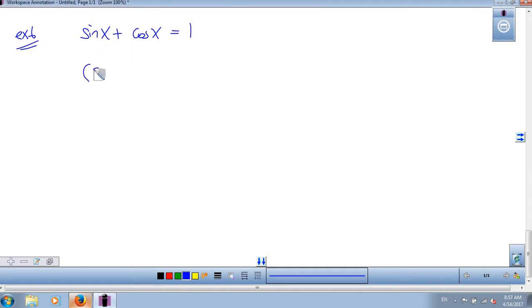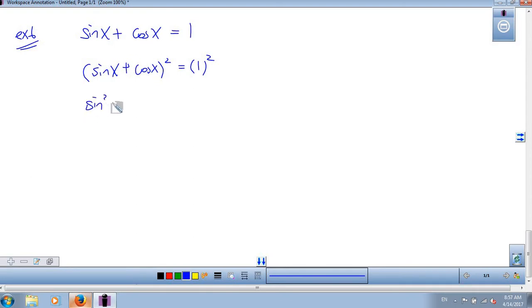So one way to get around this is to square both sides. The reason we want to square both sides is that we can deal with sine squared x and cosine squared x much more easily. But when we square both sides, we need to remember later to check for extraneous solutions. When we square both sides, we introduce new solutions that are not true to our original equation. That's called extraneous solutions.